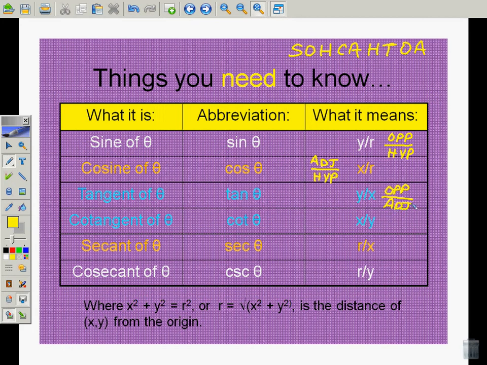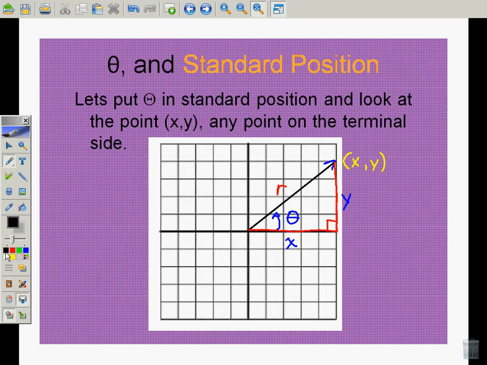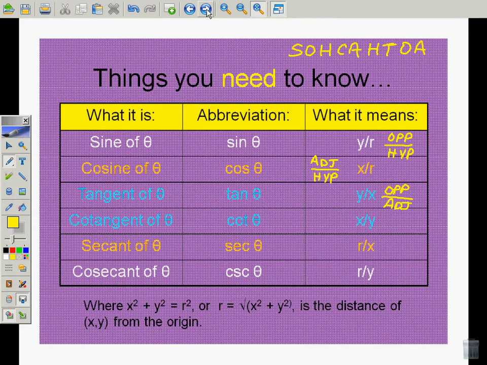Where did these come from? Let's take a look here. If I say the sine of theta, the sine of theta is equal to the opposite over the hypotenuse. Well, in terms of x, y, and r, what is the opposite? Well, the opposite is y. The hypotenuse is r. That's where we get this ratio. All right? The same for cosine, tangent, etc.